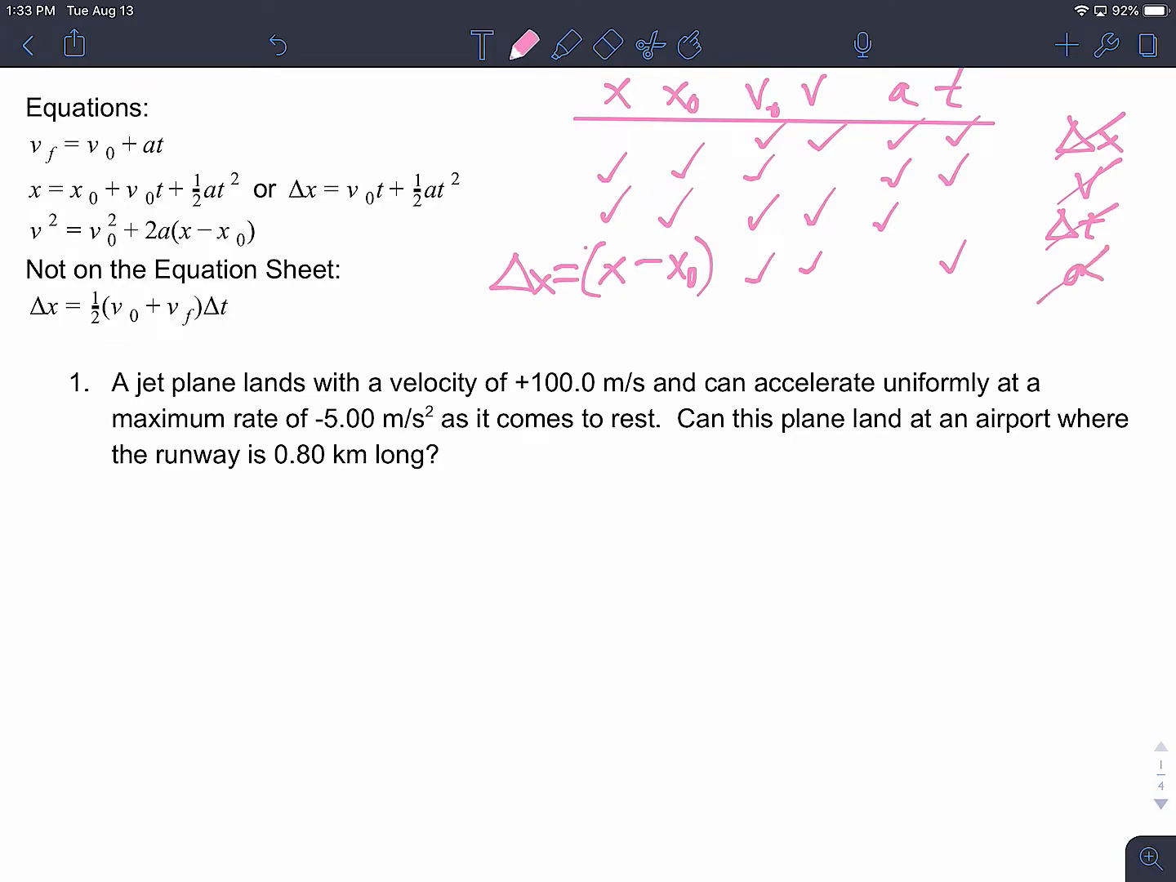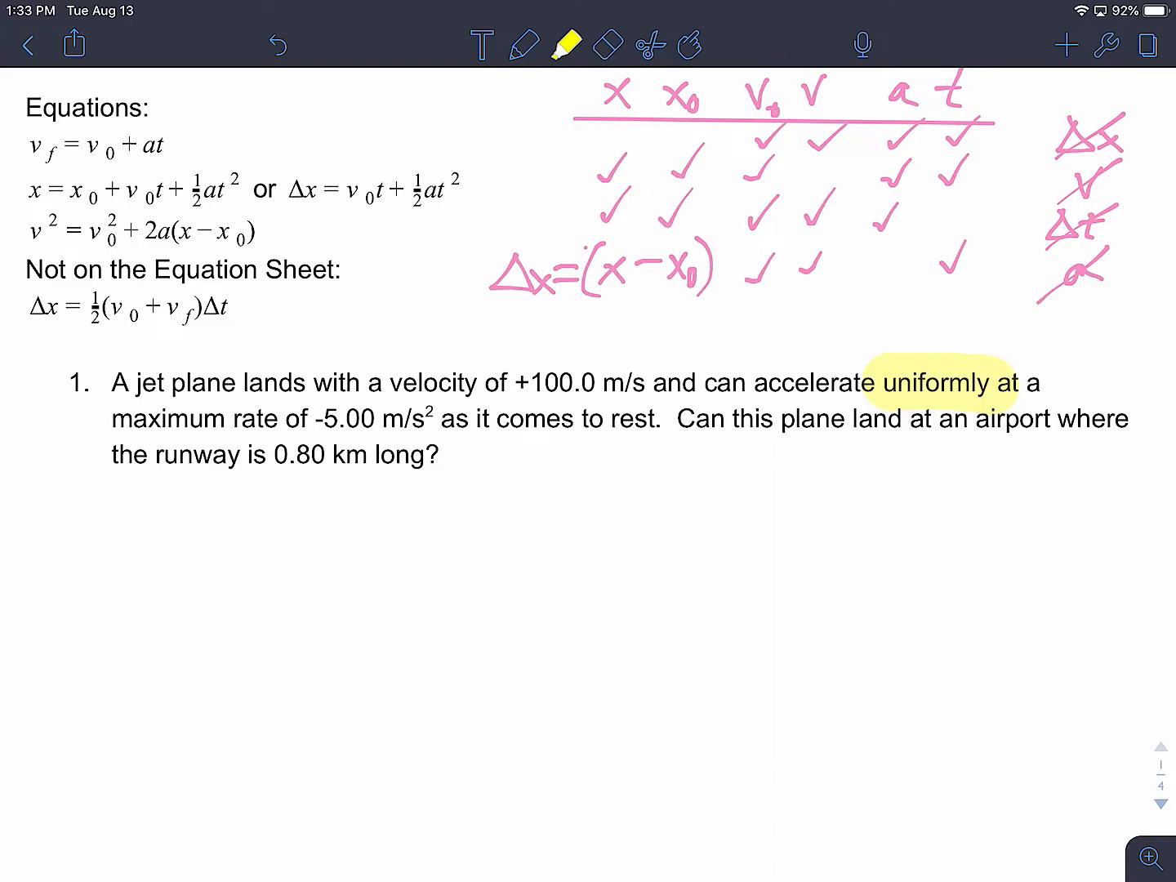So this equation allows us to solve for variables without needing the acceleration of the object. However, all of these equations assume that the acceleration is uniform. So this means not only is the object constantly accelerating, but the rate of the acceleration is also consistent. So it's always accelerating, and it's accelerating at the same rate.